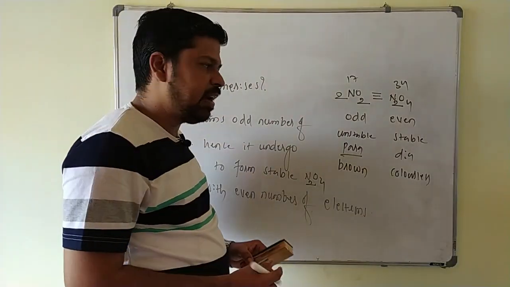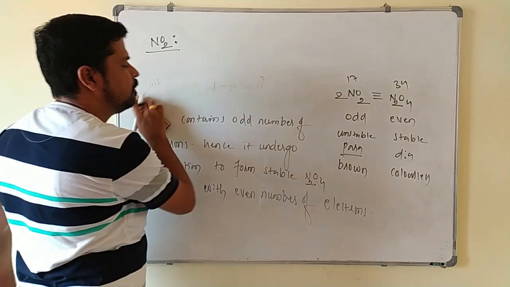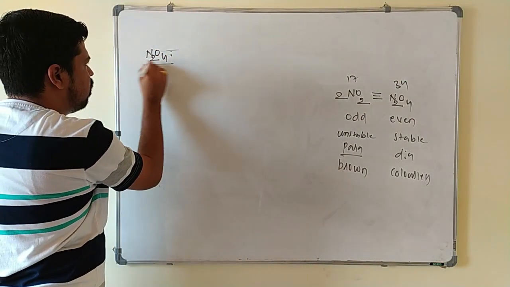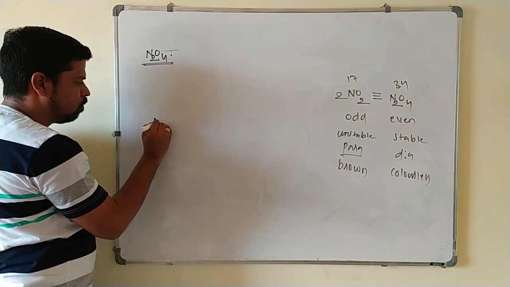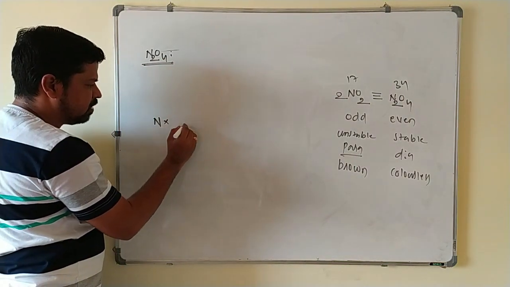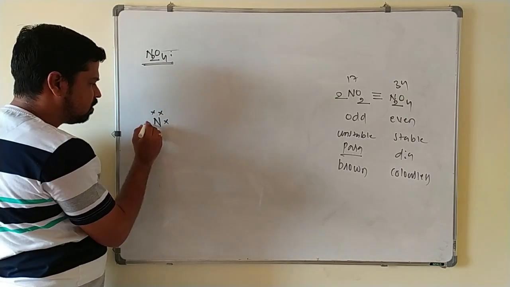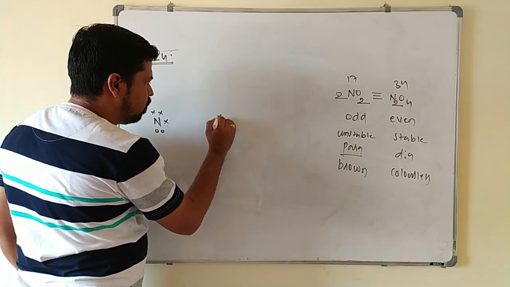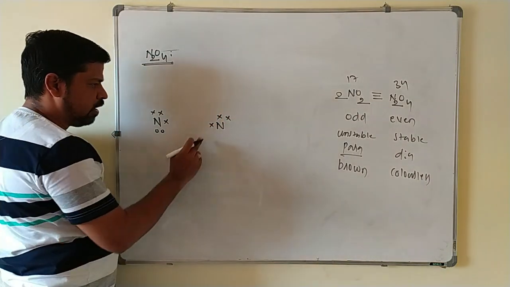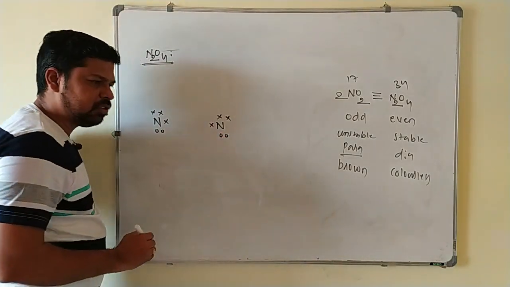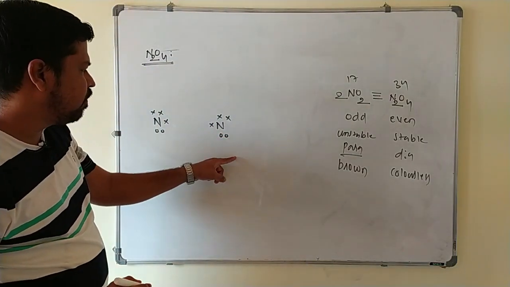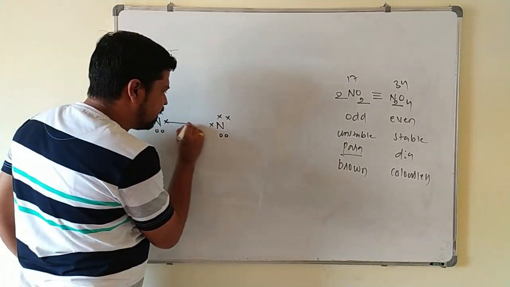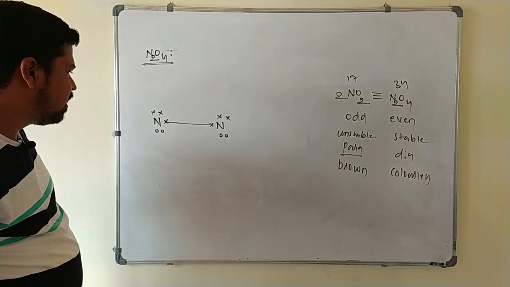Okay. Now I will write a structure of N2O4. So I will write N2O4 here. In this one, nitrogen has 3 unpaired electrons and 1 lone pair of electrons. We will take 2 nitrogens here. Each nitrogen has 5 valence electrons, out of that 3 unpaired and 1 lone pair, and these two undergo mutual sharing of electrons to form a sigma bond.